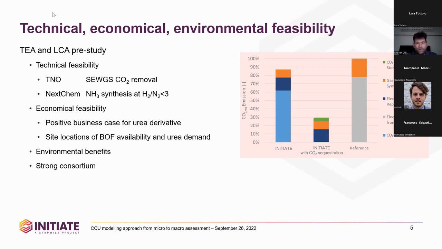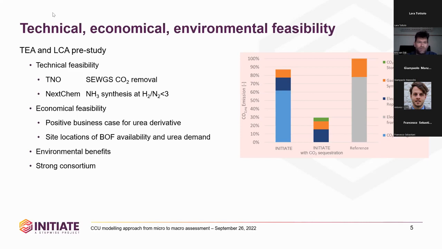Then the environmental benefits are illustrated in the graph on the right, where you see the CO2 emissions for the different options. On the right-hand side is the reference case, the reference steel plant together with the reference ammonia and urea plant, normalized to 100%. If you apply the Initiate concept, the left-hand bar graph, you see that the use of the BOF gas as an input for the ammonia and urea already reduces the CO2 emissions by roughly 15%.